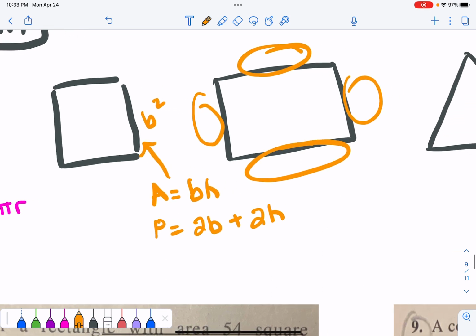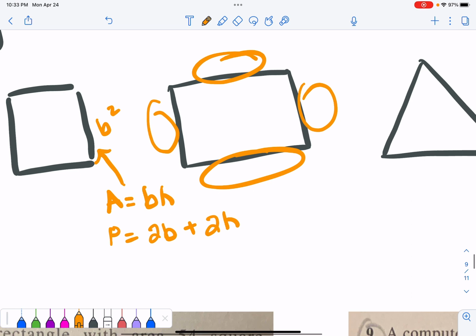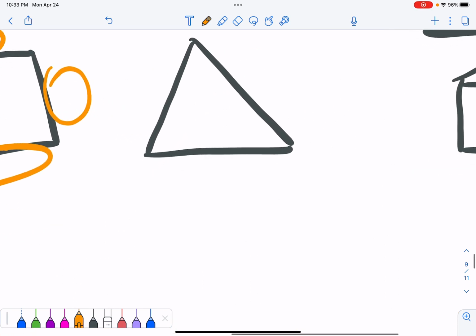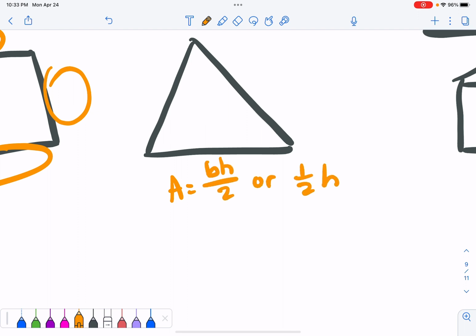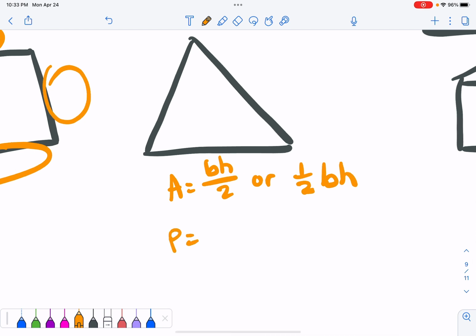So there is a formula for perimeter. For a triangle, area is base times height divided by 2, or half of the base times the height, because that's the same thing as dividing by 2. For perimeter, you're just adding all of the sides together. I'm just going to say add all of them together because there's no real formula for it.